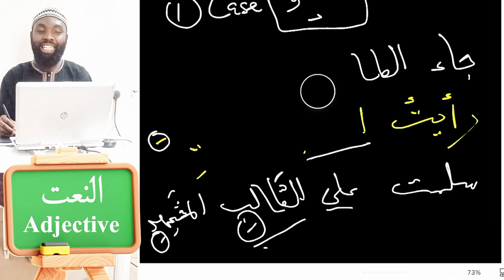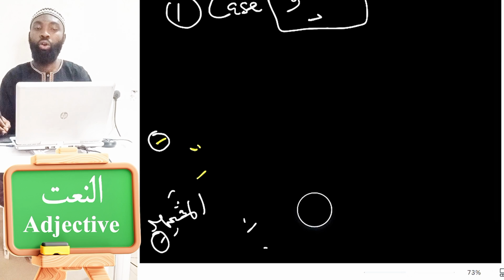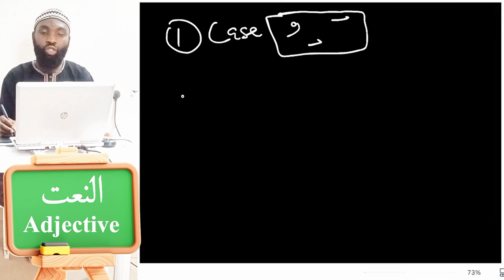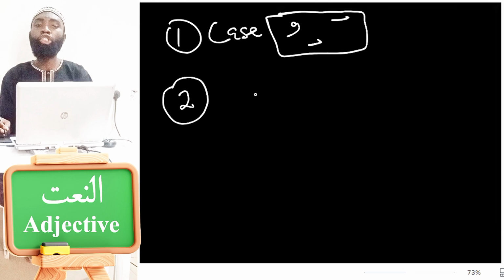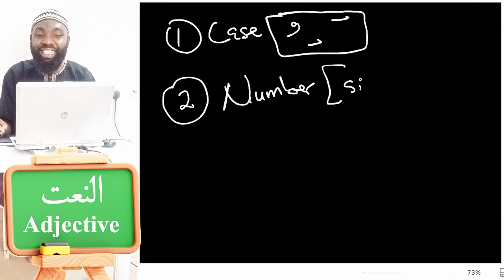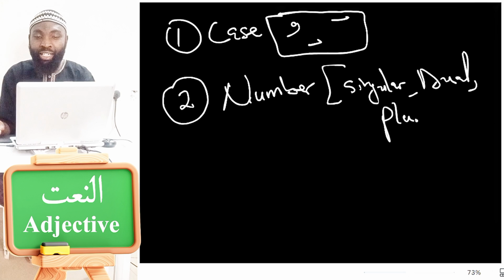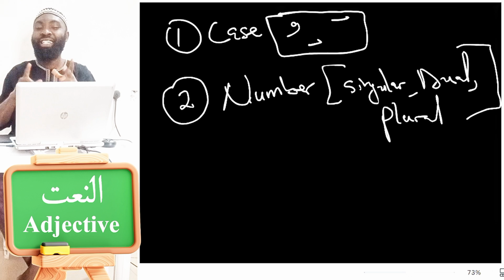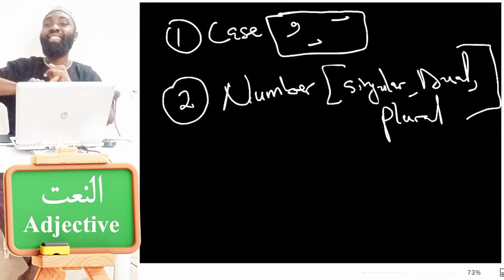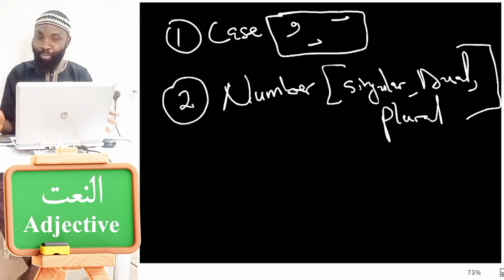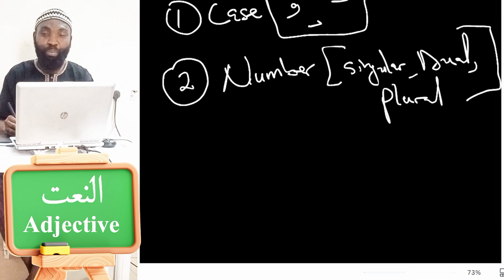So this is the first aspect: an adjective has to agree with the noun it is qualifying. The first one is case. The second aspect is number. What do we mean by number? We simply mean singular, which is al-mufrad, dual, and plural. If the adjective is qualifying a noun in its singular form, then the adjective should be singular. If the noun is dual, the adjective should be dual. And if the noun is plural, the adjective should be plural also.